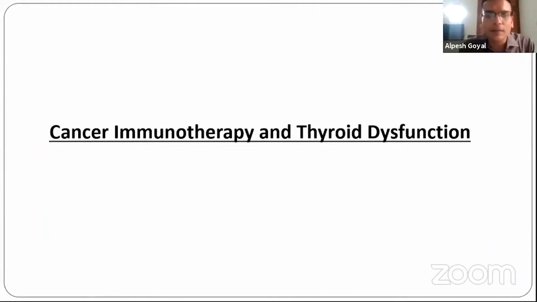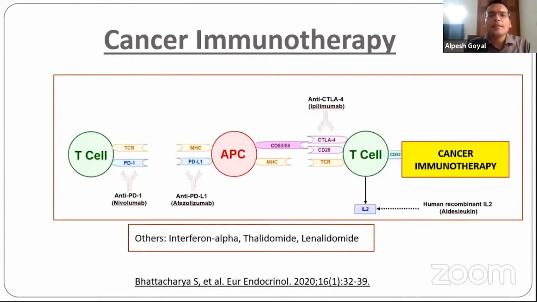After targeted cancer therapy related thyroid dysfunction, I'll go in brief about cancer immunotherapy related thyroid dysfunction. So before we go on to cancer immunotherapy related thyroid dysfunction, I'll spend a few minutes on what cancer immunotherapy essentially is. If we see, cancer immunotherapy works by increasing activation of your own immune system against target cells or tumor cells. So if you have an antigen presenting cell or a tumor cell, and these are the two T cells.